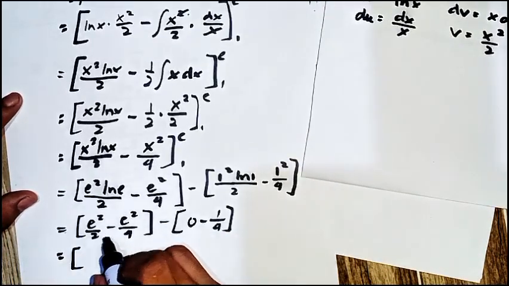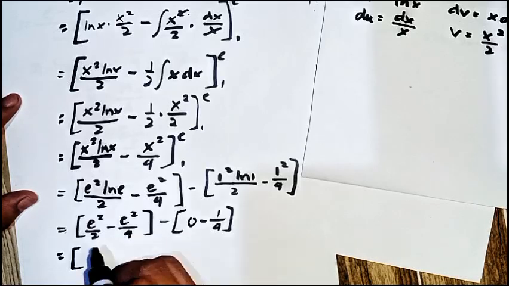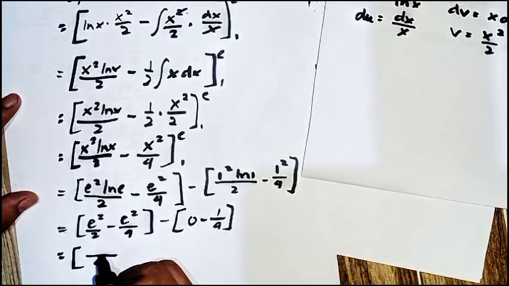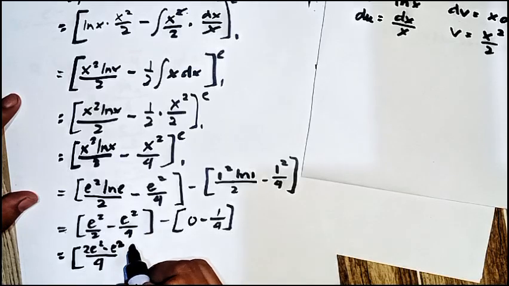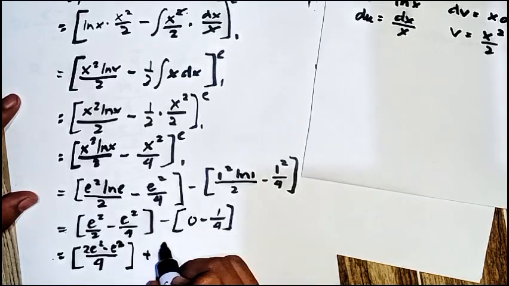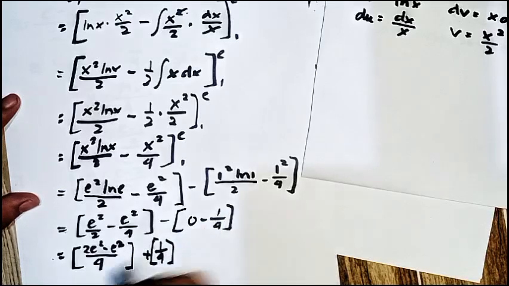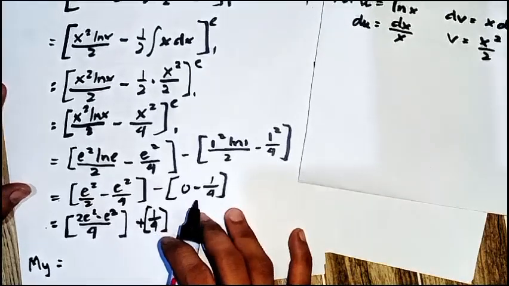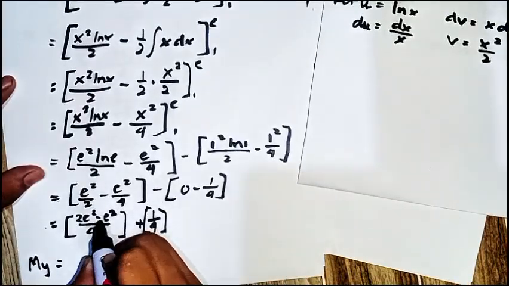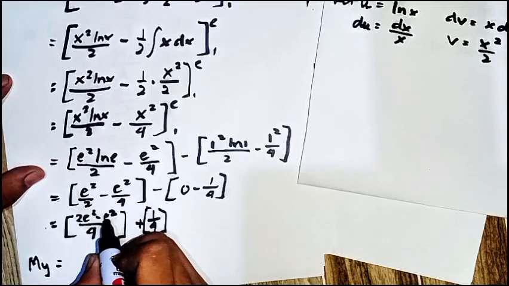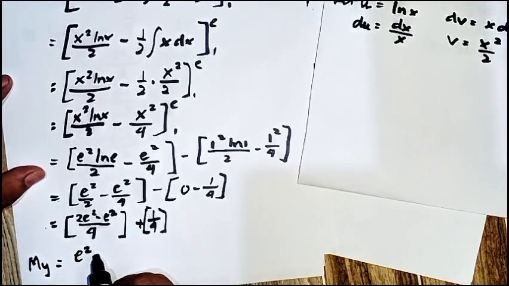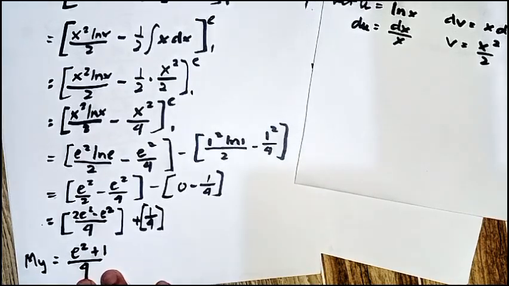So 2e squared minus e squared minus 4, we have the common denominator, our least common denominator, which is 4. So we have 2e squared minus e squared. Negative times negative, which is positive, 1/4. So our moment of y, we can subtract it, right? So 2e squared minus e squared will become e squared. So e squared plus 1, since we both have 4, so over 4. This is now our moment about the y-axis.